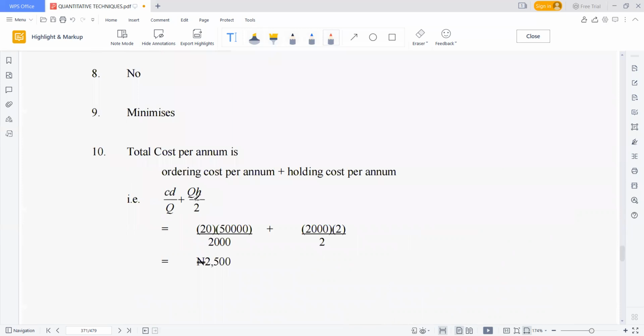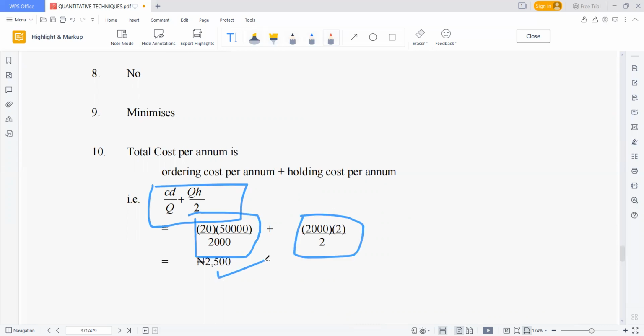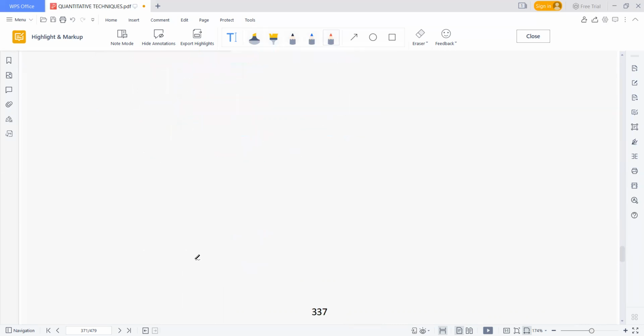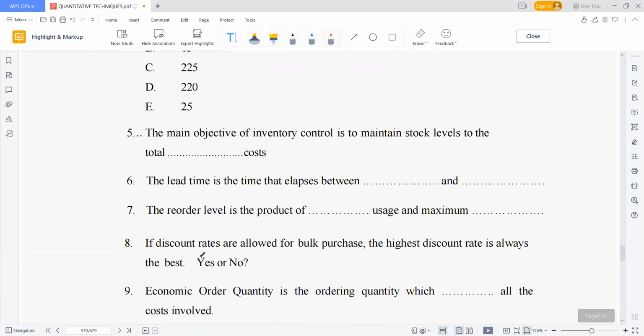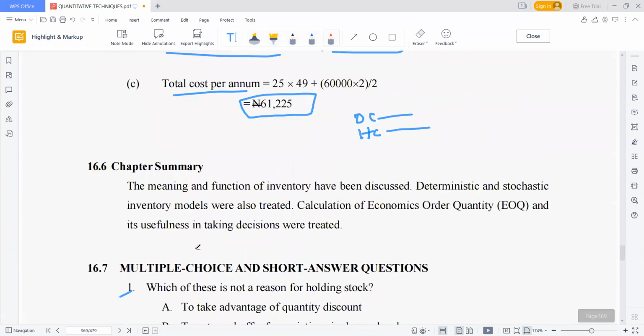If you check here, it was solved for us. As you can see, ordering cost per annum plus holding cost per annum. The more you go through this question, you'll be able to see that this was spelled out for us. They solved this one here and this one here, and the answer that they got was 2,500, which is our total cost. So if you play around with this particular question and answer, you'll get more insight on how to go about solving questions on inventory management.